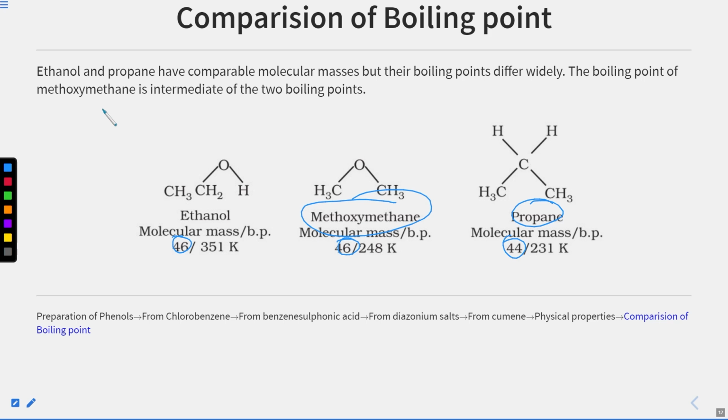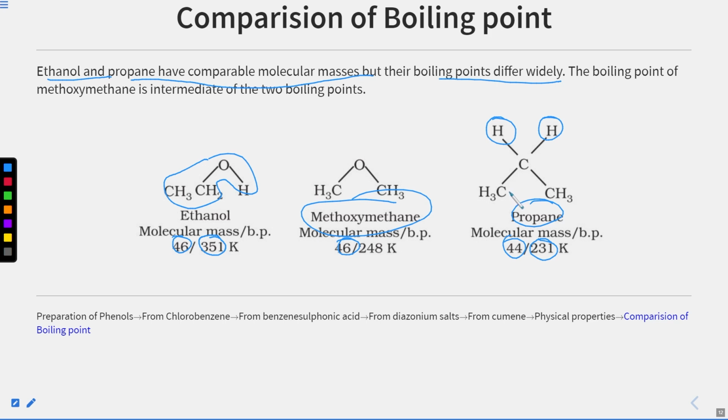Now ethanol and propane have comparable molecular mass, but their boiling points differ widely. So this is 46, ethanol and propane. You can see that it has a boiling point of 351 and it has a boiling point of 231. So what is the reason behind this? The reason is very simple. It is due to hydrogen bonding that is present in the case of ethanol. But this hydrogen cannot form hydrogen bonding.